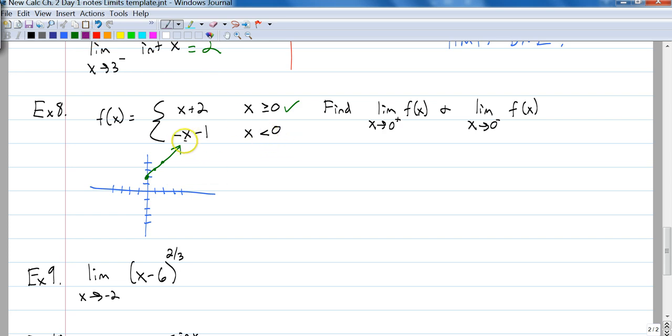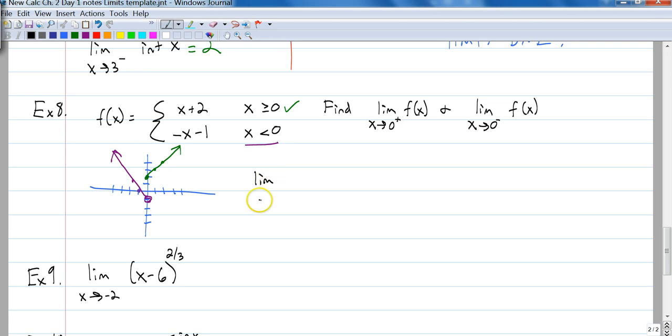Now at 0, I'm at -1, but it's an open circle. And then a negative slope means it's normally going this way, but I want to graph it to the left, so it's up and over this way, up and over this way, and so on and so forth. So that's what my graph looks like. And now I can answer the limit.